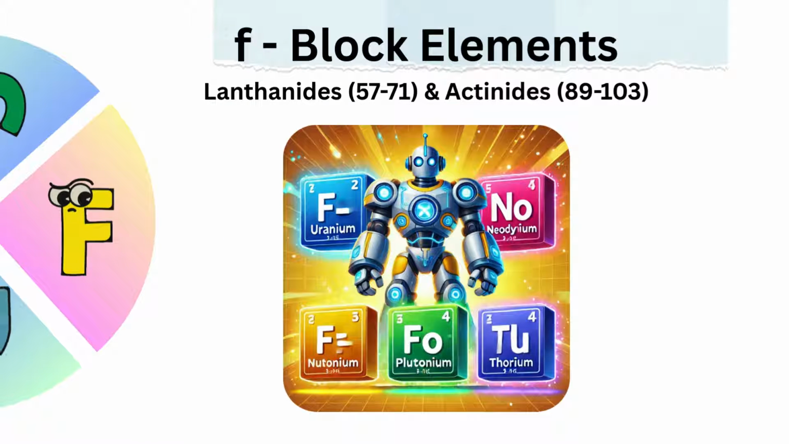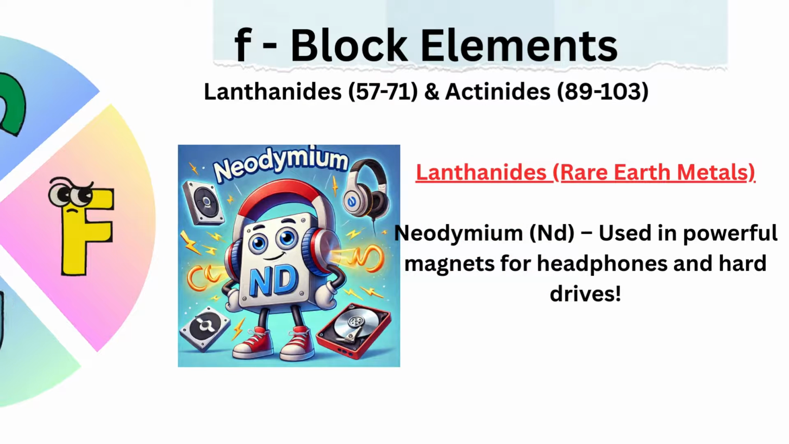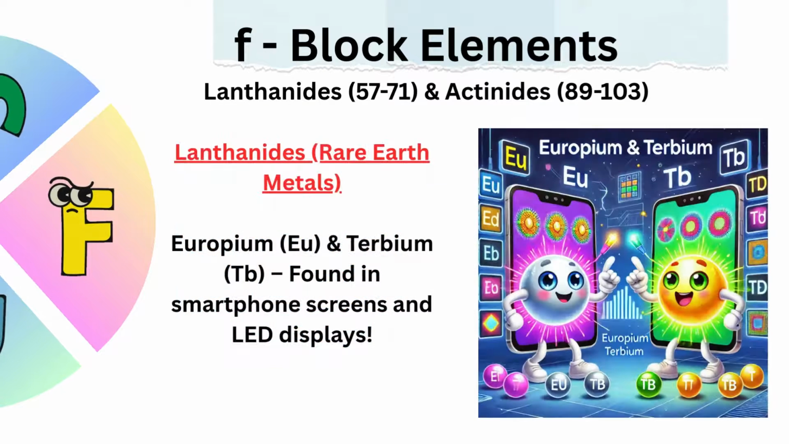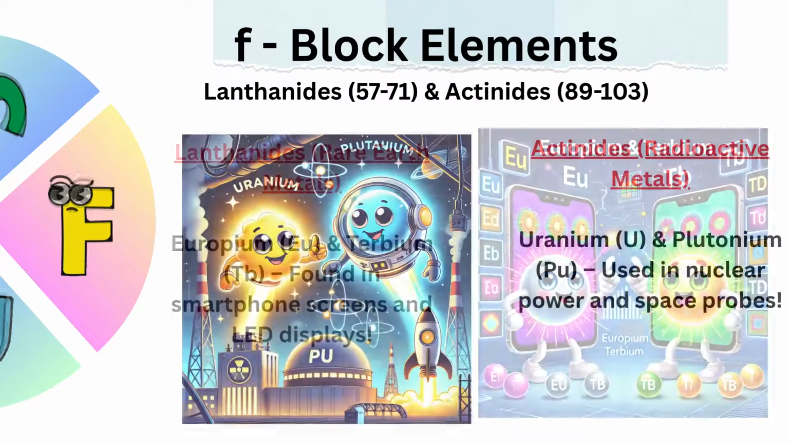Finally, the F block, also known as the lanthanides and actinides. These are the rarest and most powerful elements in the periodic table. Lanthanides, rare earth metals: neodymium (Nd), used in powerful magnets for headphones and hard drives. Europium (Eu) and terbium (Tb), found in smartphone screens and LED displays.